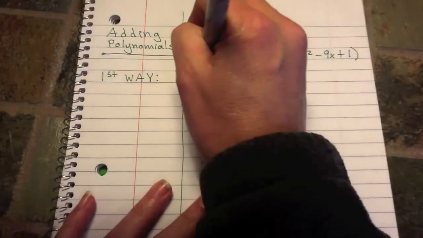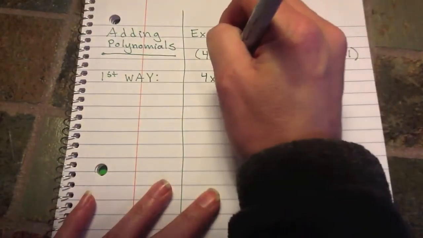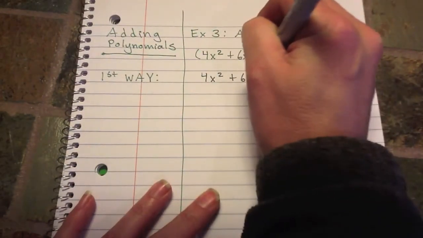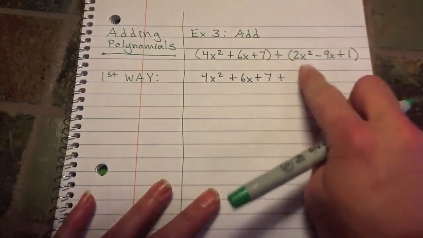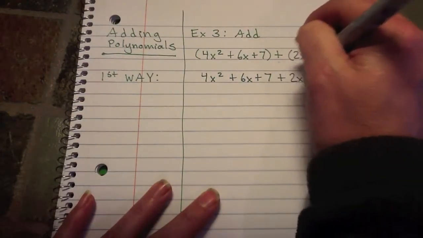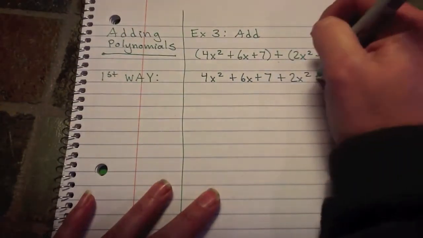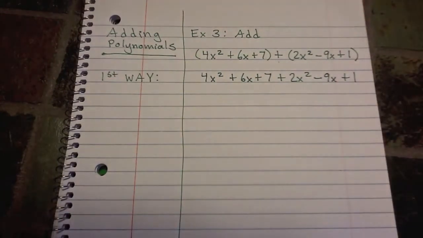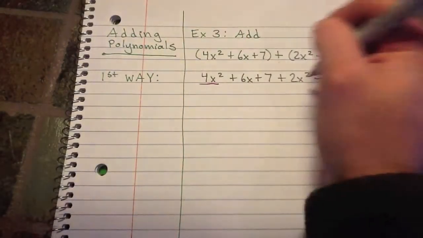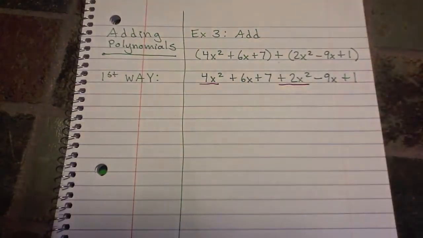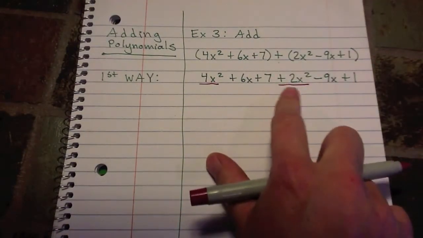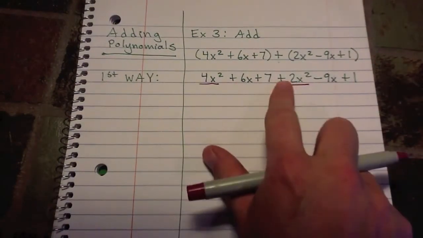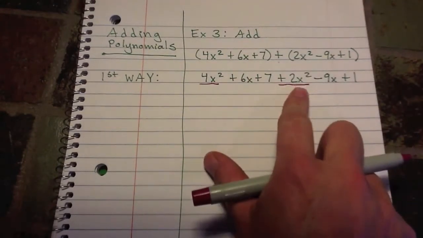So drop both sets of parentheses. You have 4x squared plus 6x plus 7 plus 2x squared, because that was a positive 2x squared, subtracting 9x plus 1. Now you can just go through and look for like terms. So notice here I have a 4x squared and a positive 2x squared, and I always underline the sign that goes with it, because whatever sign that is you need to look at when you combine these.